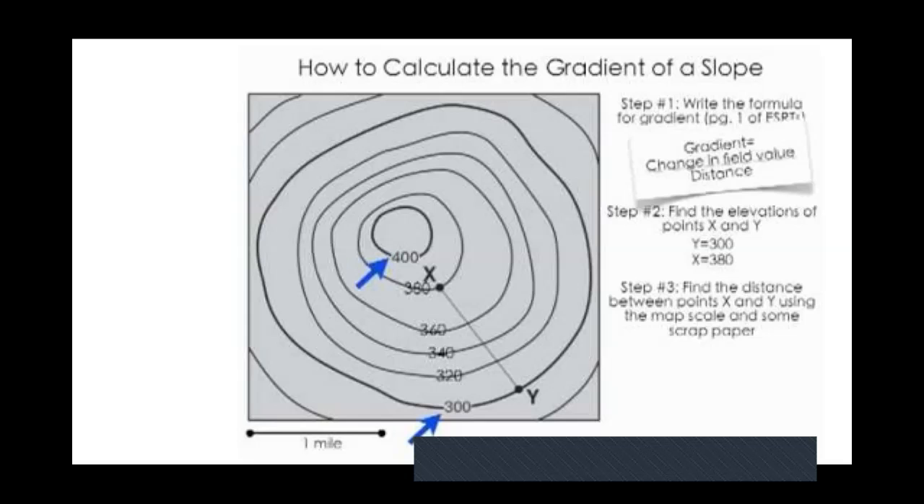To calculate gradient, just like in a math class, it's the rise over the run. And so the gradient from X to Y, the change in elevation is 80. So that would be a difference of 80, I'm going to just assume that they're feet. Per, if I take a look at my little bar scale on the bottom here, I see that it is about a 1 mile distance between X and Y. So 1 mile. So the gradient of this should be 80 feet per mile.